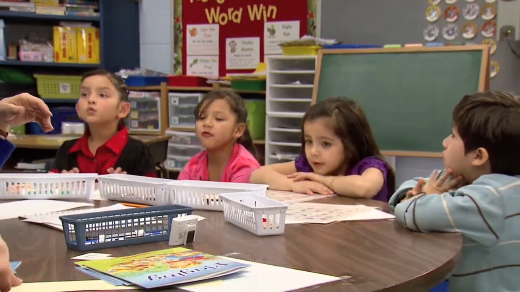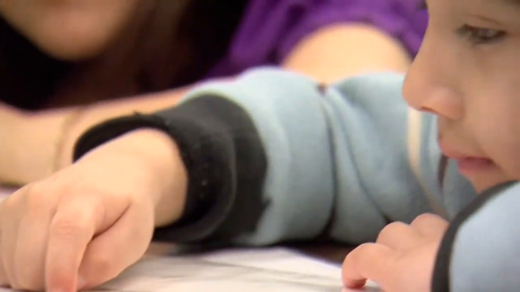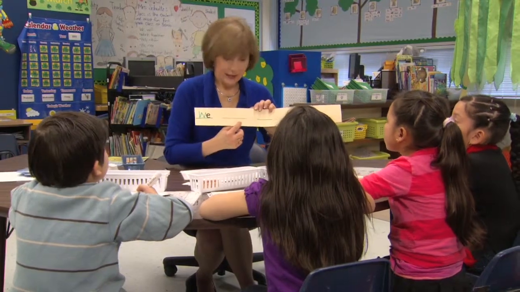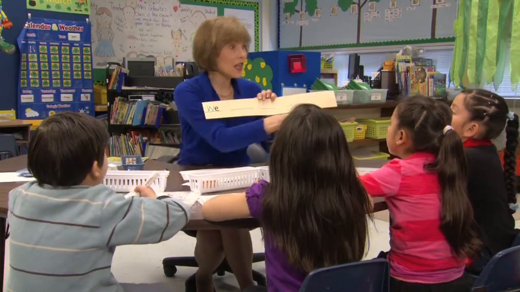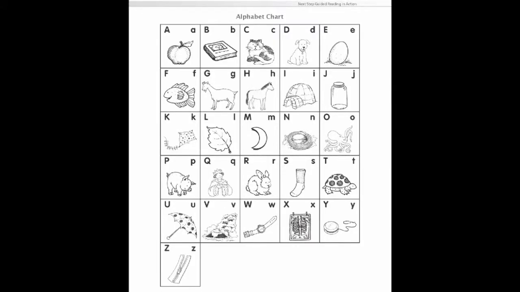Once students isolate the initial consonant sound of a word, I have them use the alphabet chart to match the sound to the letter. We like. Give me that first sound. Yes. Point to the L. Show me the L on your chart. Excellent job.